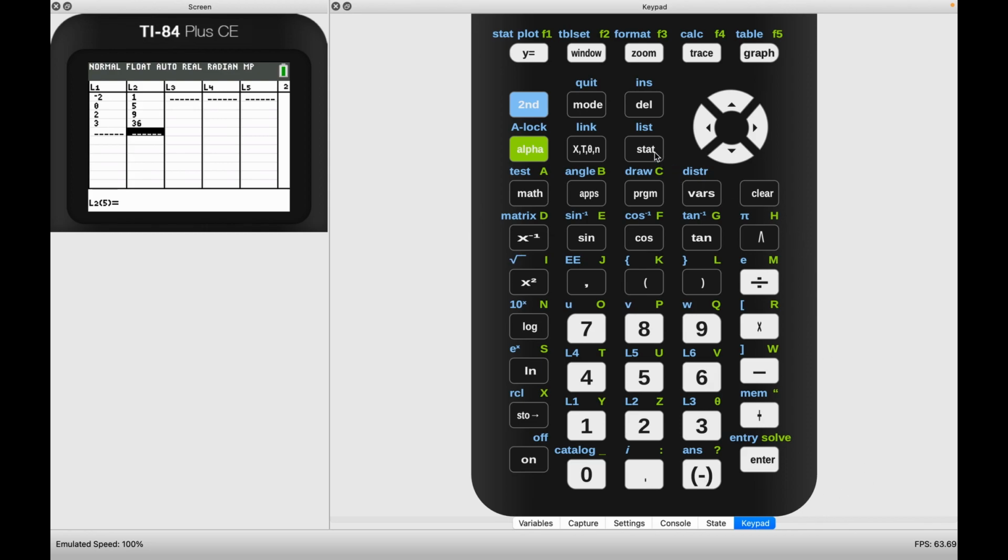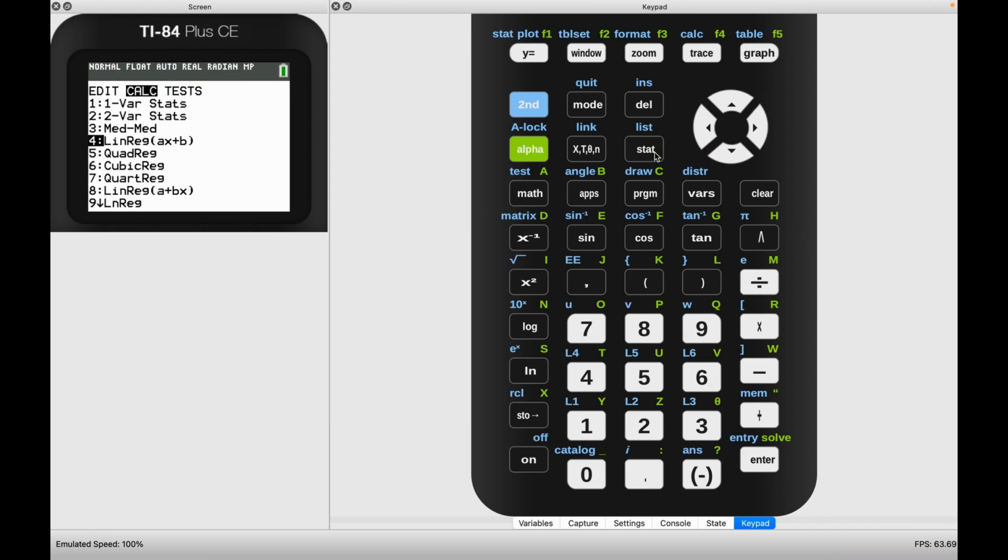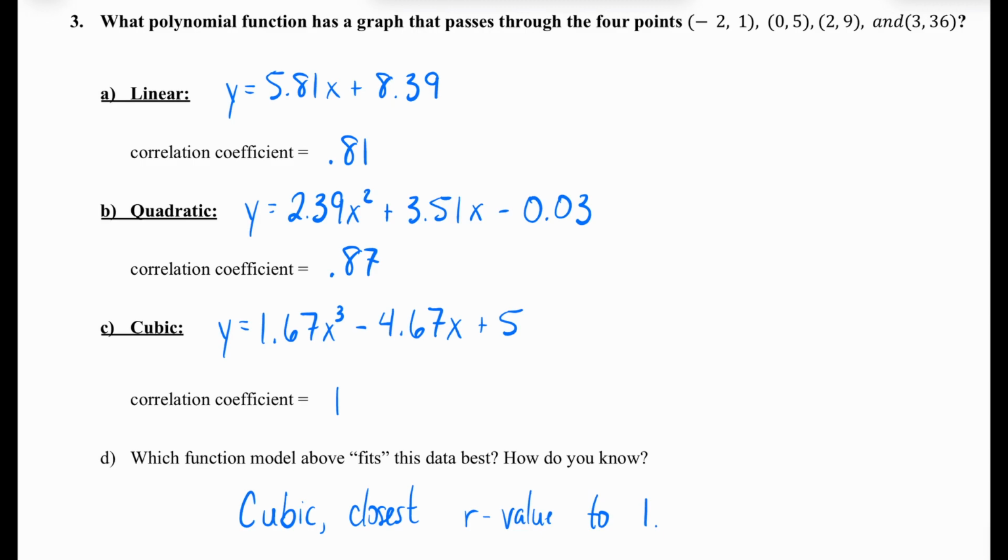So when I do this, again, I can hit Stat, go to the right, go to linear regression, go all the way down to calculate. Should have this equation as y is equal to 5.81x plus 8.39 with a correlation coefficient of 0.81.